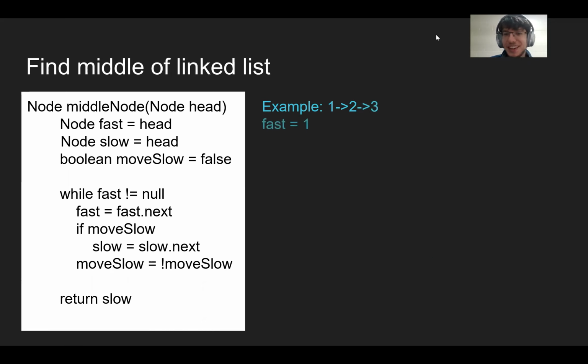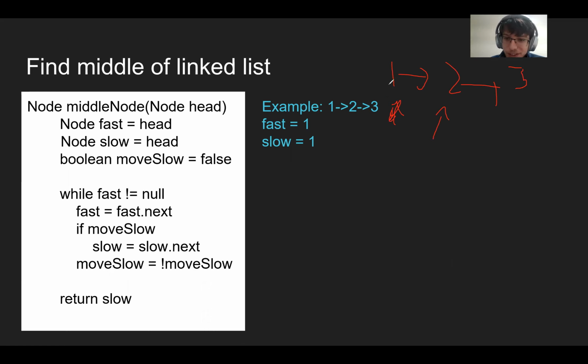Okay, so let's do 1, 2, 3. Again, it's hopefully pretty similar. And hopefully here we're going to get 2, right? Because 2 is the middle. So let's check. 1 is our fast, right? So we have fast here. Move slow is false. Then we move over here. And move slow again becomes true, right? After we moved over 1.